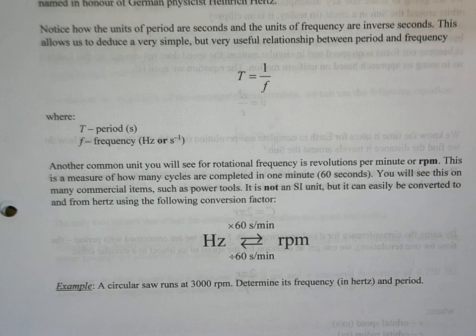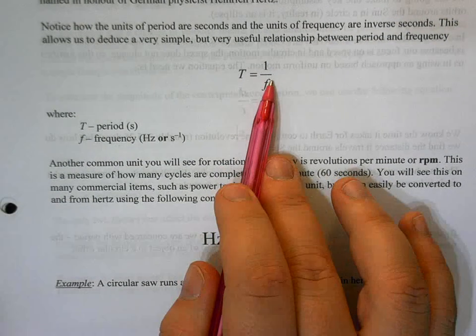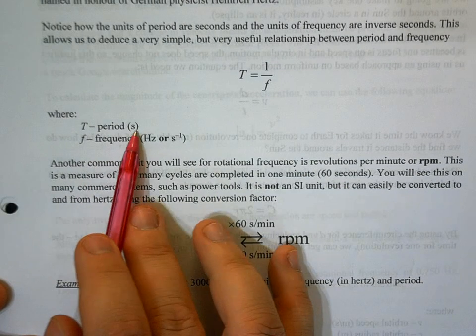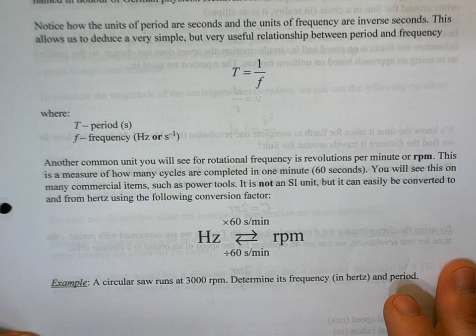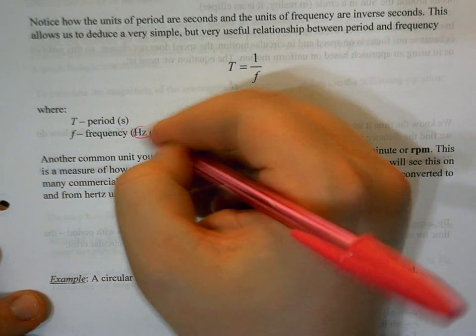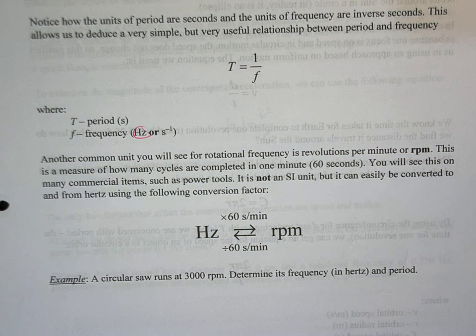So with that, you may have noticed that the units on period and frequency are similar, but not quite the same. This leads us to a very simple relationship in that the period is equal to 1 over the frequency. So they are inverses of one another. So T is going to be our period in seconds, and then f is going to be the frequency in hertz. Or you could say seconds to the -1, but I'm definitely recommending sticking with hertz.